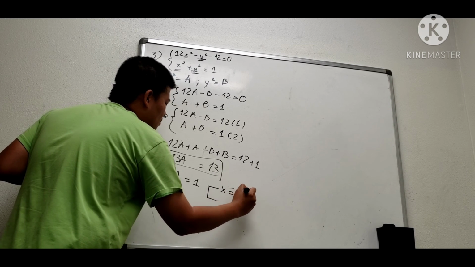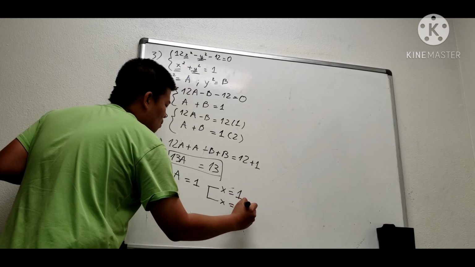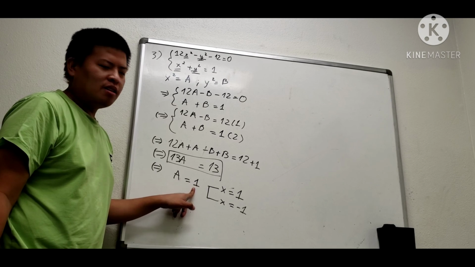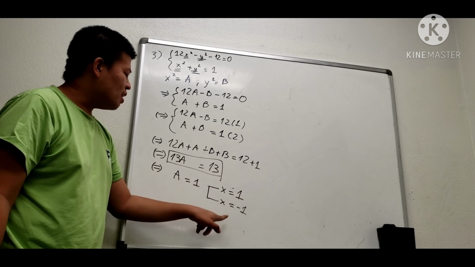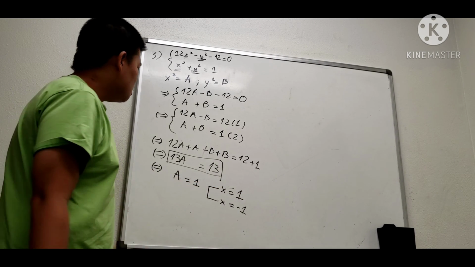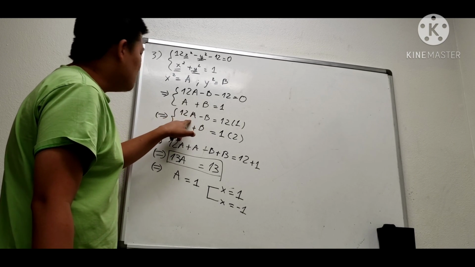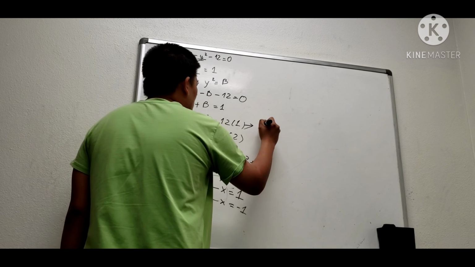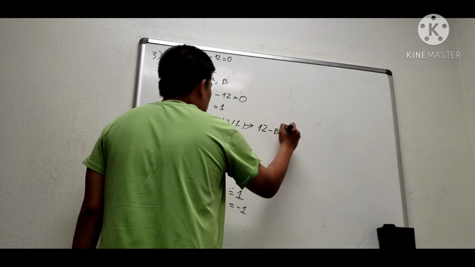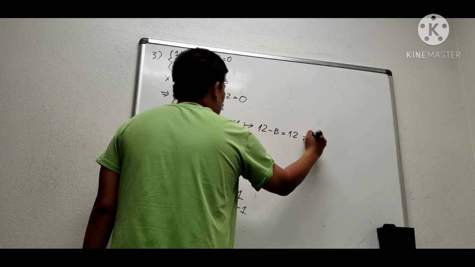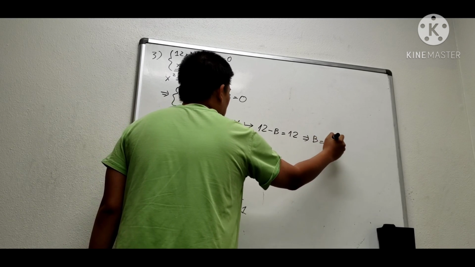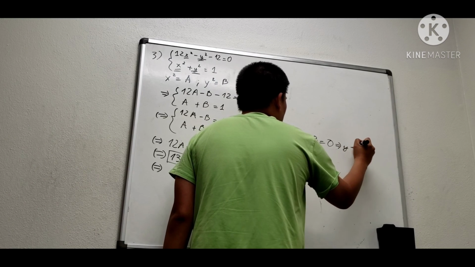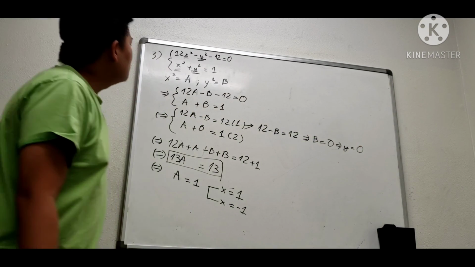So x^2 = 1 becomes x = 1 and x = -1, because we take the square root of 1. Now we have a equal to 1, and here 12 - b = 12, so b becomes 0. So we can conclude that y becomes 0 here.